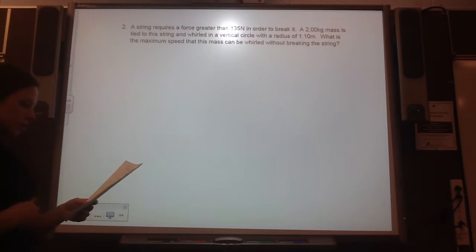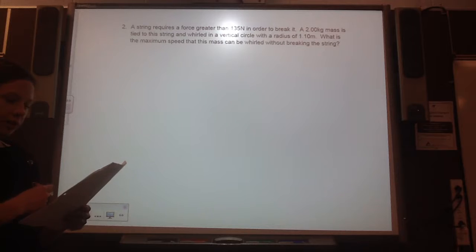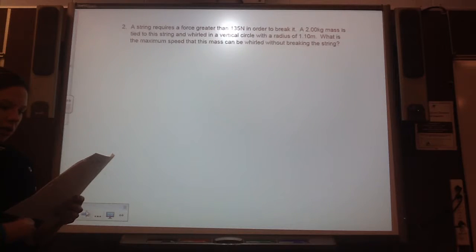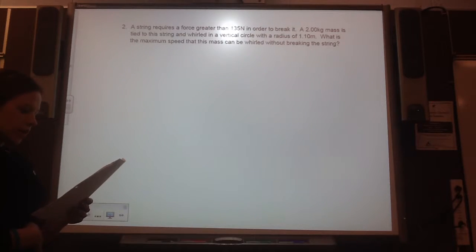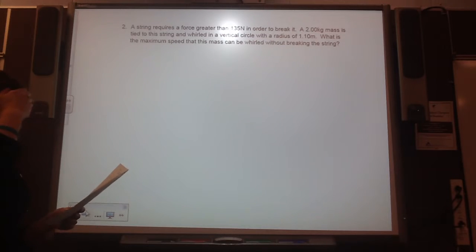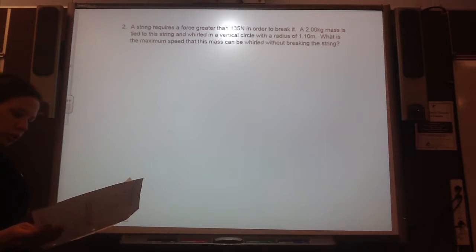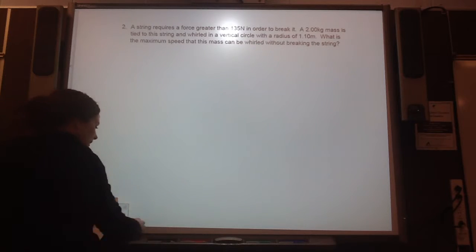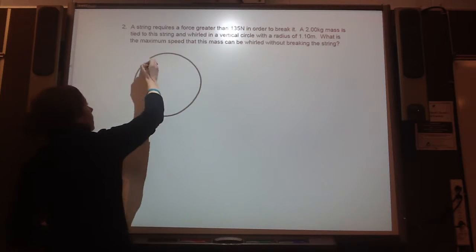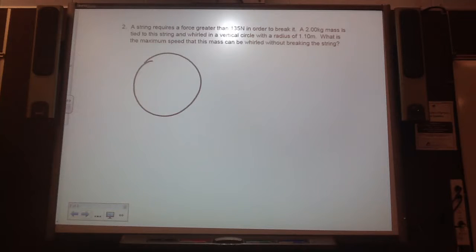A string requires a force greater than 135 newtons in order to break it. A 2 kilogram mass is tied to the string and whirled in a vertical circle with a radius of 1.1 meters. What is the maximum speed that this mass can be whirled without breaking the string? Okay, so maximum speed now, I'm thinking about how much tension, because it says it has a maximum of 135 newtons. So it's like the amount of tension.